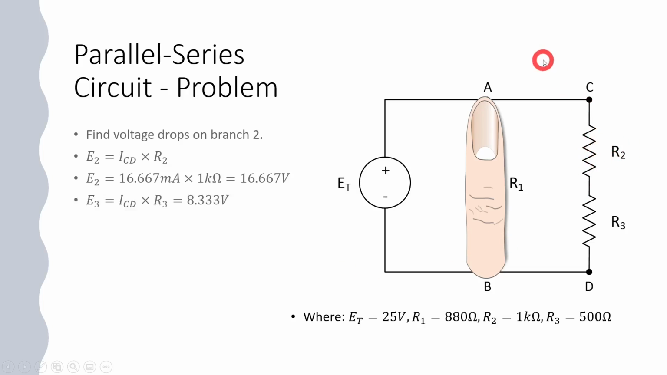Okay, now we can do the same formula, just substitute E3 and R3 in the formula, and it is going to equal 8.33. I believe I show you the equation here. So 16.667 times our 500 ohms, and it's 8.333. Since 500 ohms is half of 1K ohm, it makes sense that the voltage drop is going to be 1/2 of the voltage drop across R2. Now, if you look, you can see that these two are going to add up to 25 volts, and that is our source voltage here.